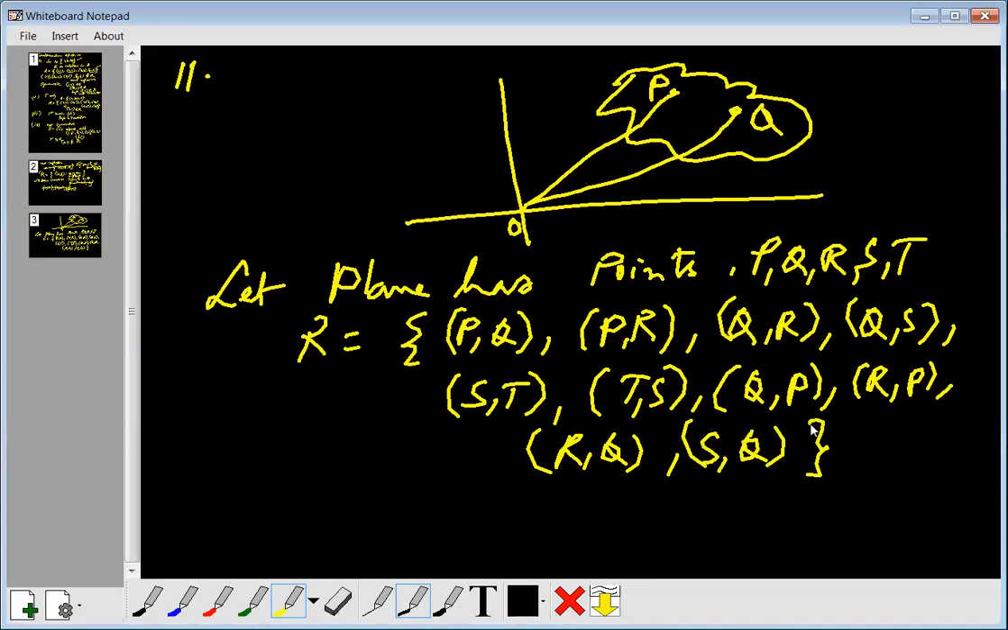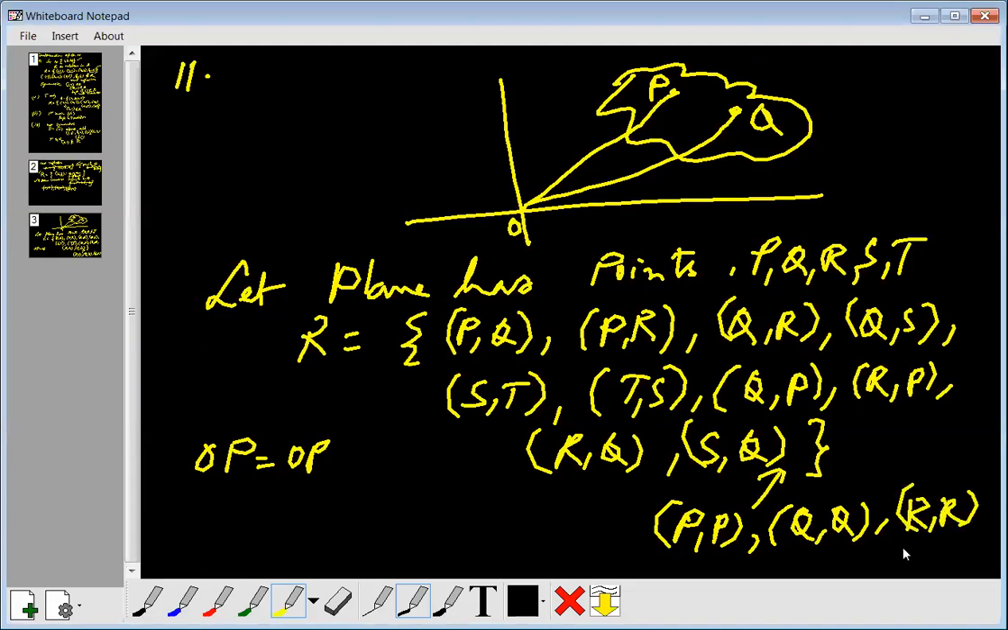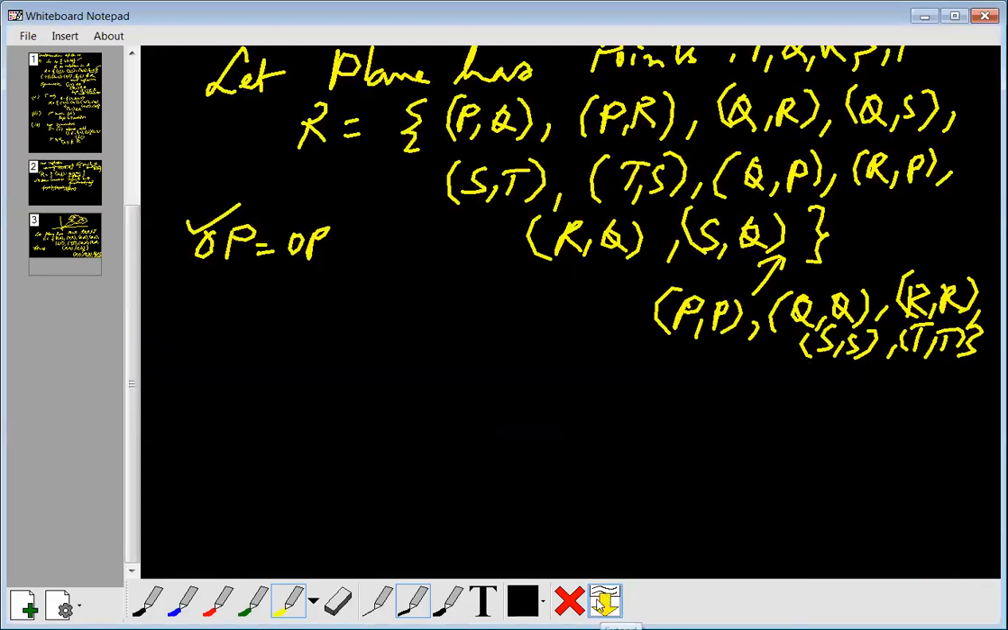So now when you have these things, distance OP equals OP. So that's why PP also must be there inside this, and it is there. PP, QQ, RR, SS, and TT, all are there. Therefore, OP equals OP. Therefore, it is a reflexive relation.